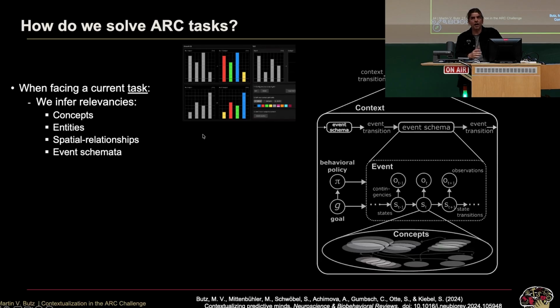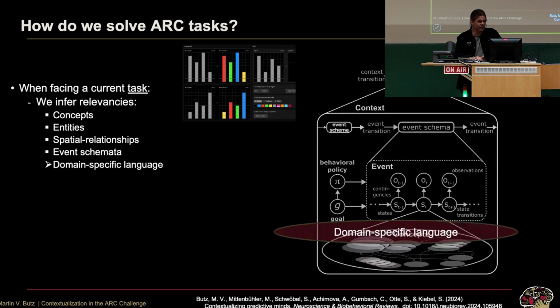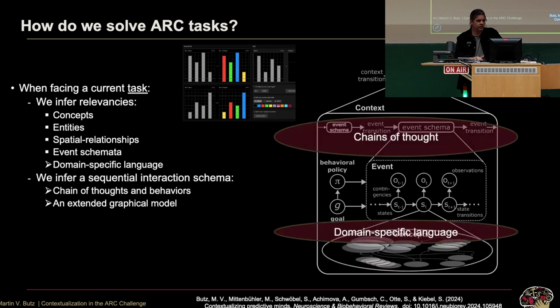And then when I realize the height is important, height is locked into my contextual frame and I say, okay, height is relevant here. So let's remember height and process it for the individual task. My contextual frame essentially defines the domain-specific language, as it's sometimes called, or the language of thought within which I currently think. And we infer a sequential interaction schema, a chain of thoughts or behaviors, essentially interpreting these bars in a certain way and so forth.